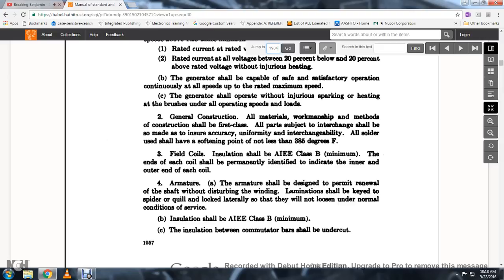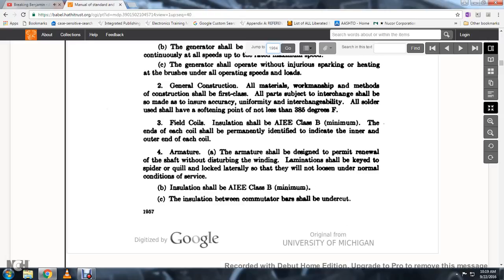Field coils. Insulation shall be AIEE Class B minimum. The end of each of these coils shall be permanently identified to indicate the inner and outer end of each coil. 4. The armature. The armature shall be designed to permit renewal of the shaft without disturbing the winding. Laminations shall be keyed to the spider or quill, located laterally so that they will not loosen under normal conditions in service. B. The insulation shall be AIEE Class B minimum. The insulation between the commutator bars shall be undercut.